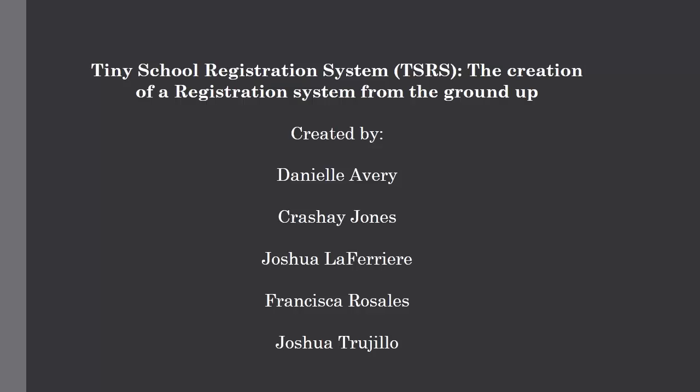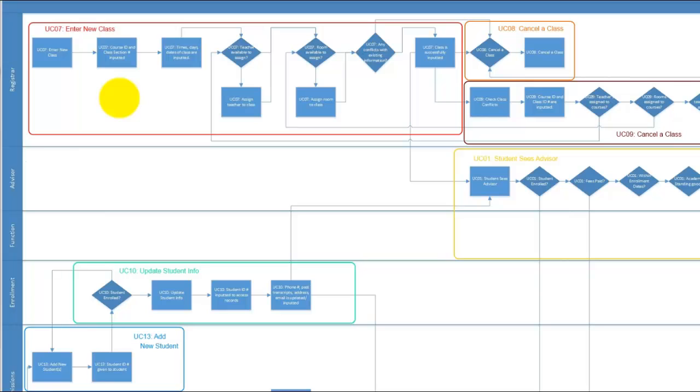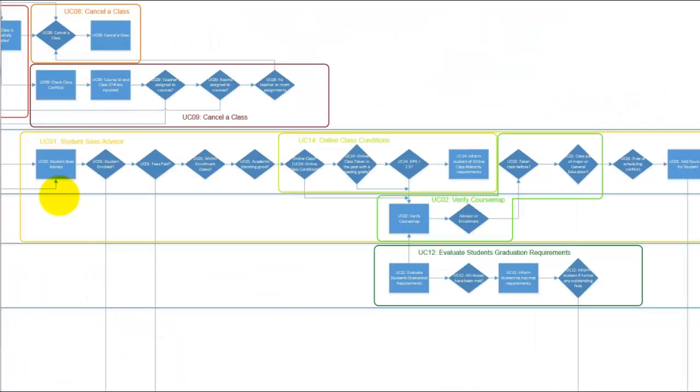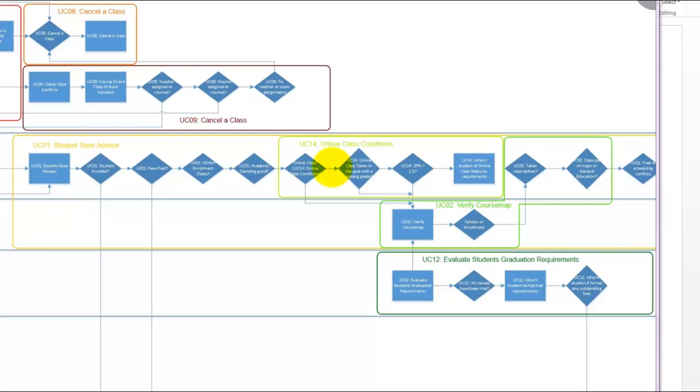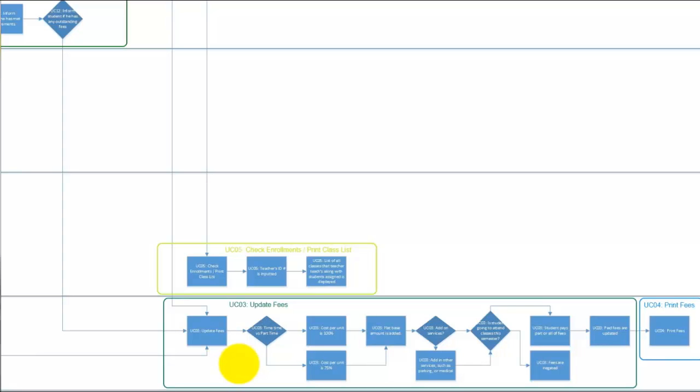In this presentation, we will be going over the Tiny School registration system, a project completed by Danielle Avery, Crochet Jones, Joshua LaFerriere, Francisca Rosales, and Joshua Trujillo. Going through the presentation, we will be looking at the use cases: add new student, followed by enter new class, update student info, register classes for student, online class conditions, verify course map, update fees, and finishing off with check enrollment and print class list.